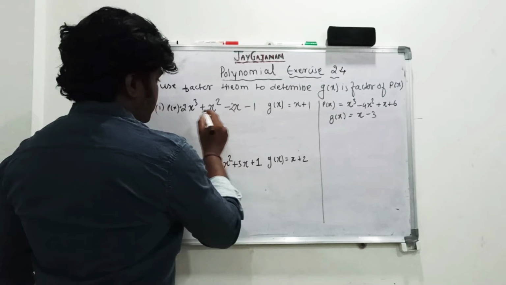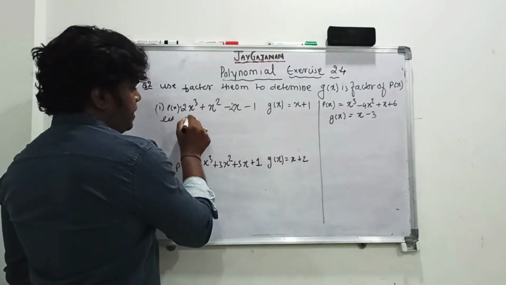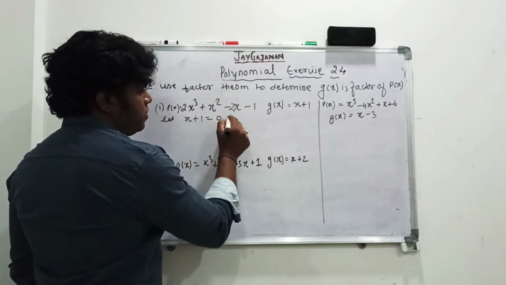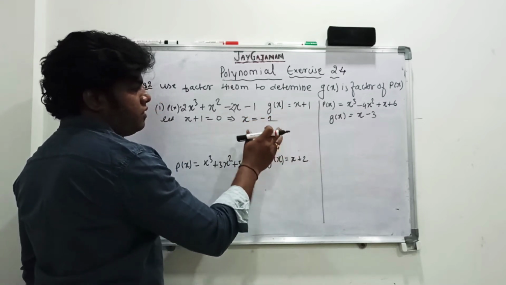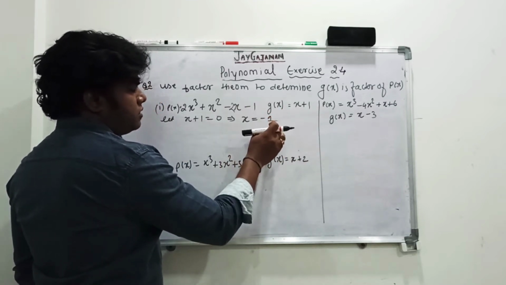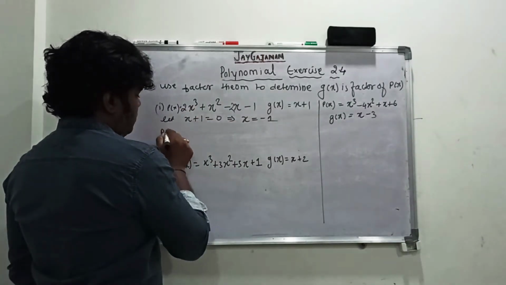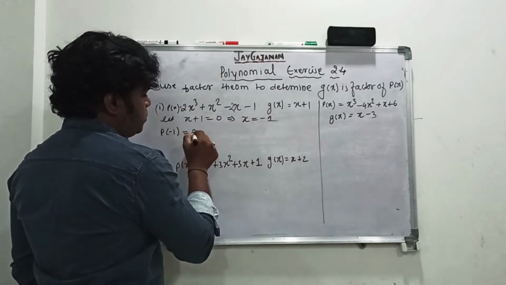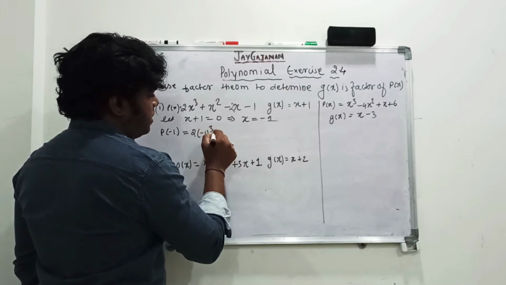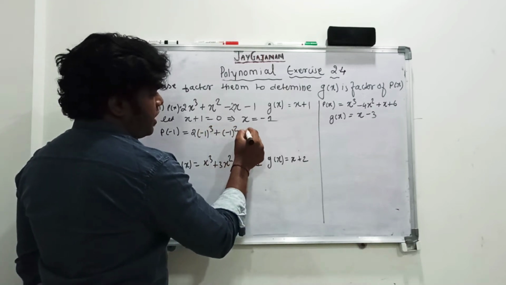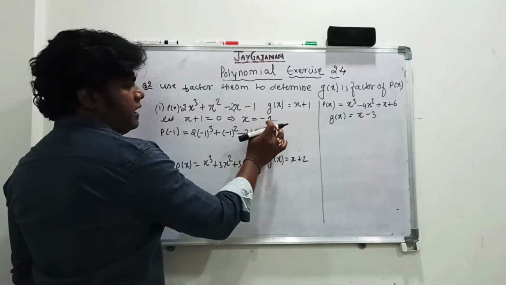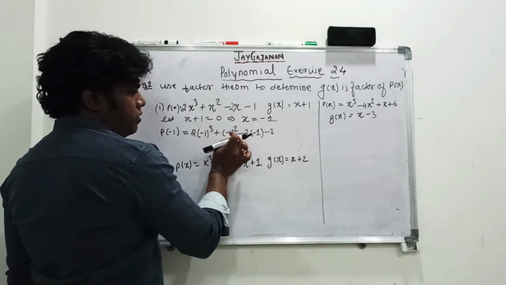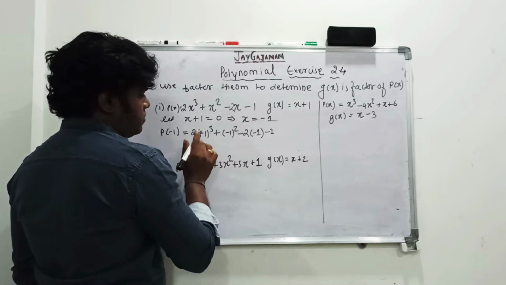g of x is equal to x plus 1. Let x plus 1 be equal to 0, which implies x is equal to minus 1. Now we have to put x equal to minus 1 in this equation. So p of minus 1 is equal to 2 into minus 1 cube plus minus 1 square minus 2 into minus 1 minus 1. I just took this value of x and put it into the place of x.